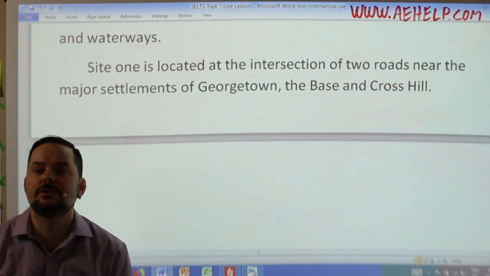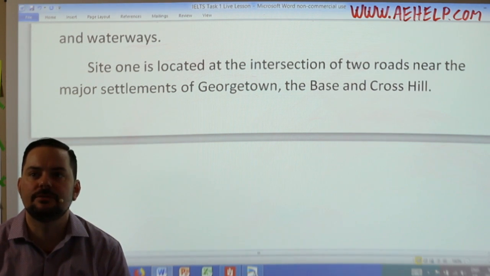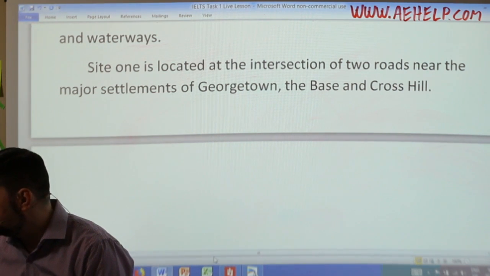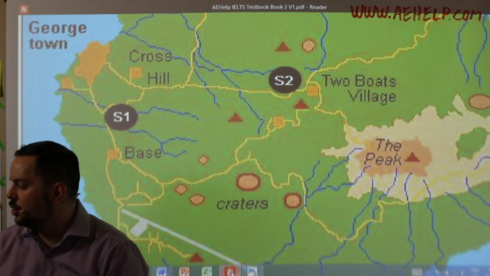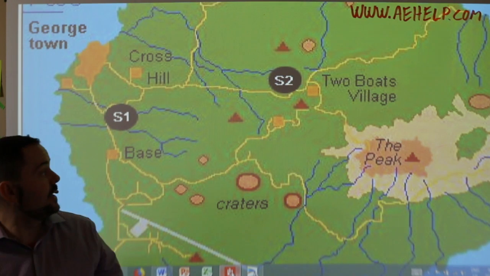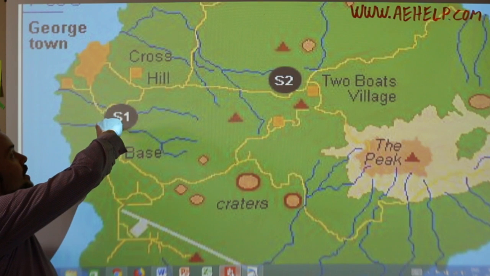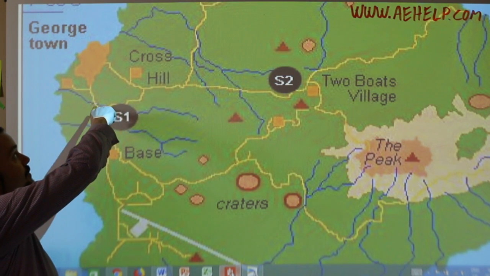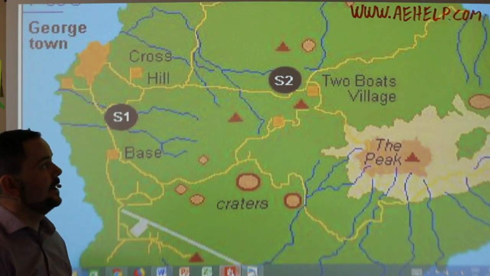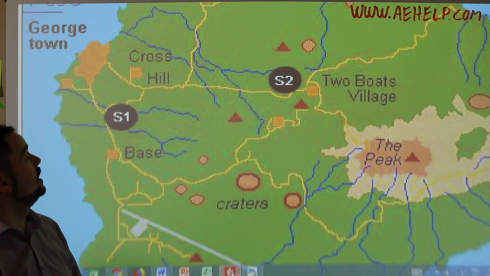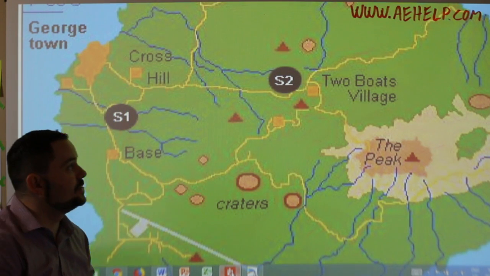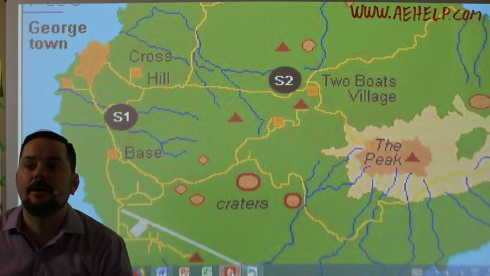Now, what can be the next sentence? So what is a good sentence to follow this with? Can anybody give me a suggestion? So if we're looking at this map, what is a good sentence to follow this one up with? So here we have Site 1 located at the intersection of two roads near the major settlement of Georgetown, Cross Hill, and the base. Okay, you can be more specific if your English is higher level. You can say Georgetown to the north, as well as Cross Hill, and the base to the south. What's a good thing to continue here with?